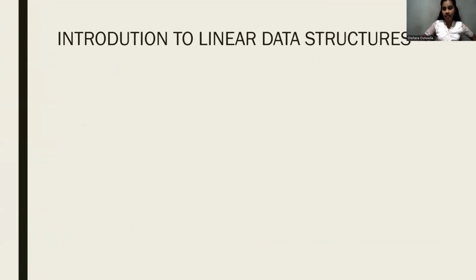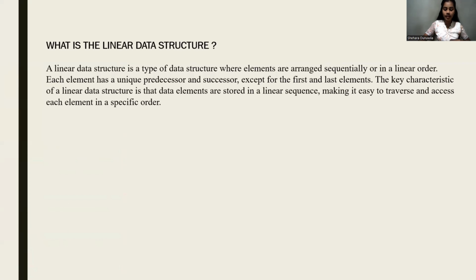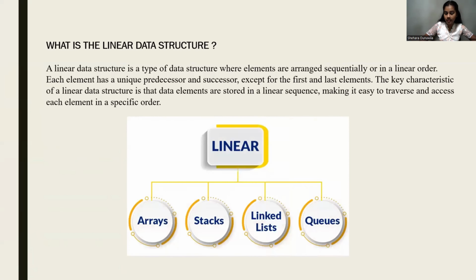Introduction to linear data structures. What is a linear data structure? A linear data structure is a type of data structure in which elements are arranged in a sequential order, one after another. In linear data structures, each element has a unique predecessor and successor except for the first and last element. This makes it easy to traverse and access the elements in a specific order. We can divide linear data structures into four categories: arrays, stacks, linked lists, and queues.